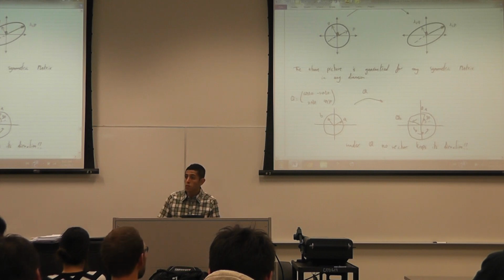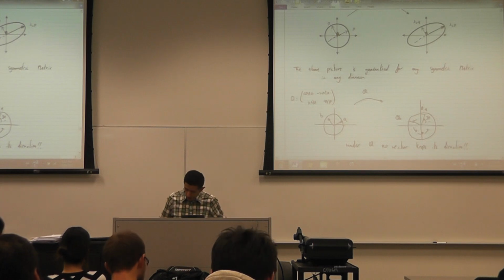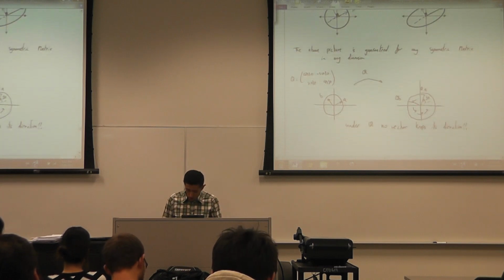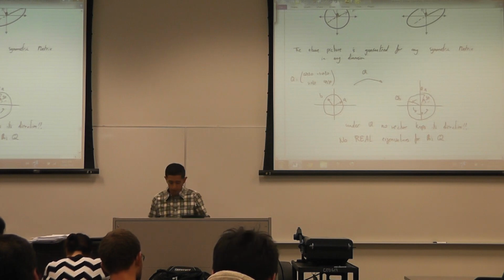So would it mean that there will be no eigenvectors for the rotation function? Yes, no real ones. You'll find some complex ones, yes. But no real eigenvalues for this Q. Okay.